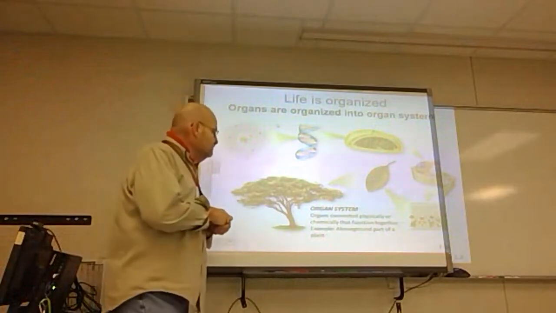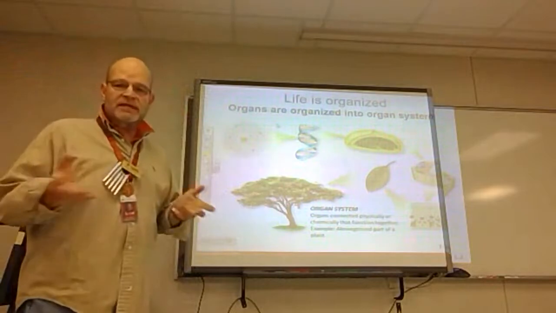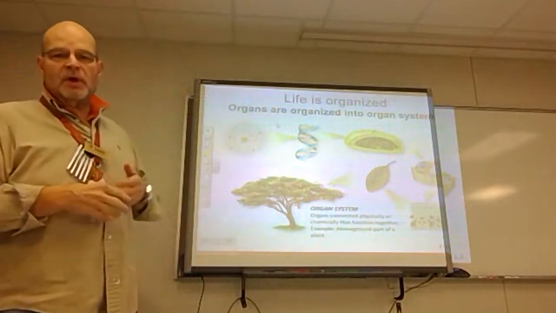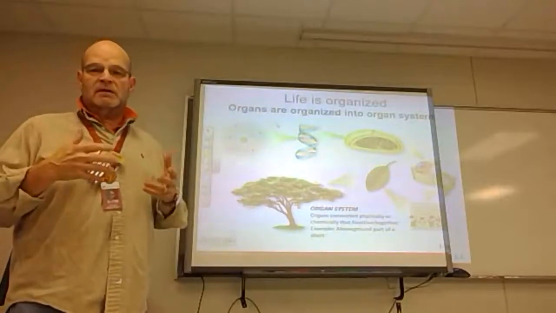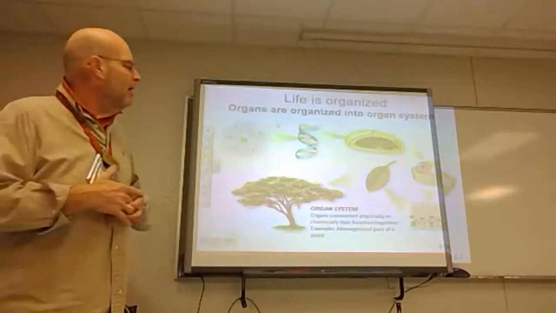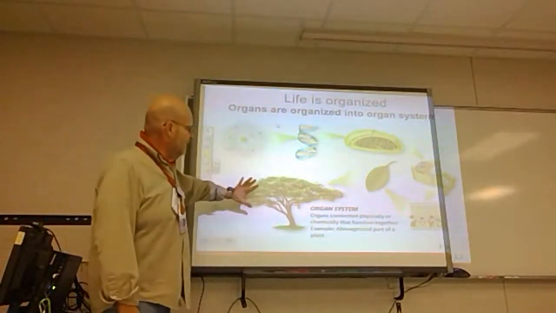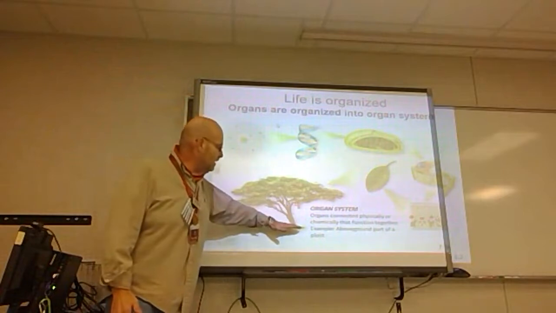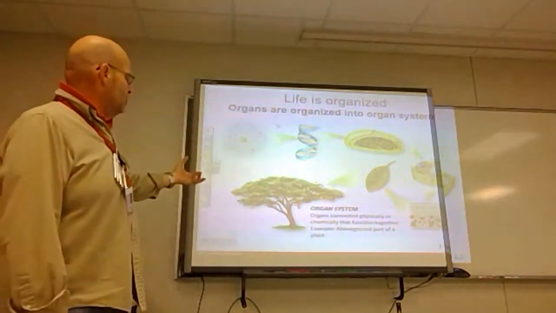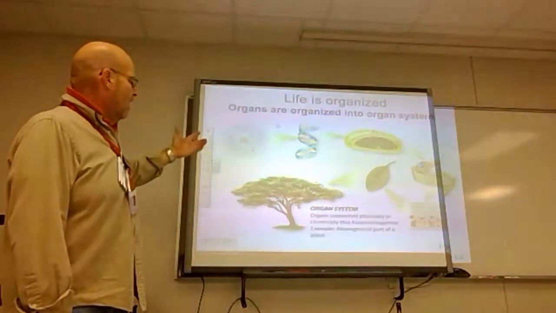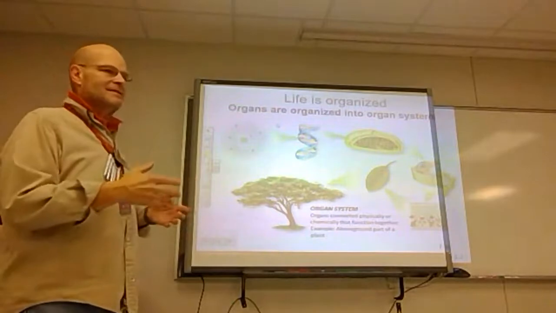Then we move into an organ system. You take several different types of organs. I also teach anatomy, and in anatomy, we talk about the human body and the different organ systems. We'll talk about the respiratory system, the lungs, and the trachea, and all of that. This is an organ system. The organ system they are representing here by this picture is everything on the tree above the ground. So the trunk, the branches, the leaves, all of those things, different organs producing an organ system.